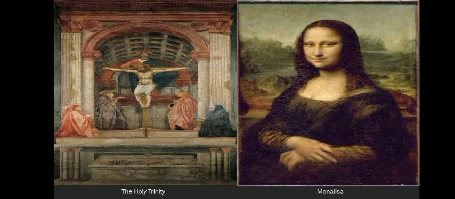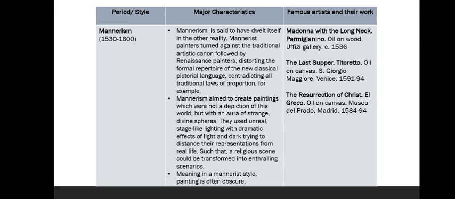Here are some examples of the famous artists and their works during the Renaissance period: the Holy Trinity and the Mona Lisa. Next is the Mannerism period, which took place during 1530 to 1600s.